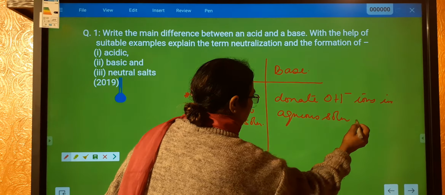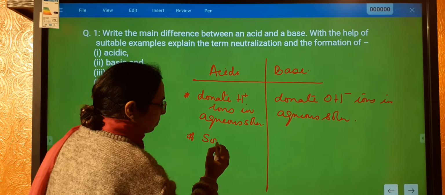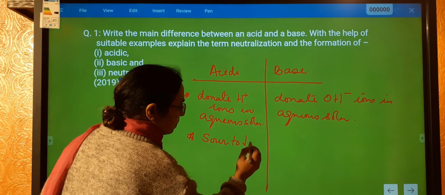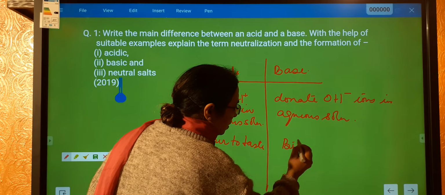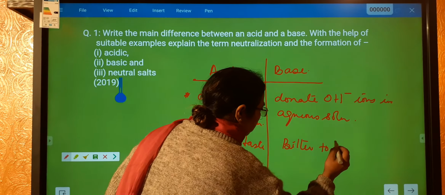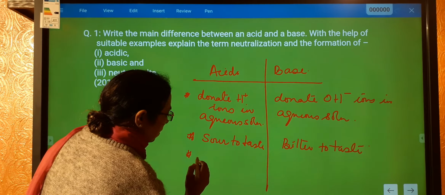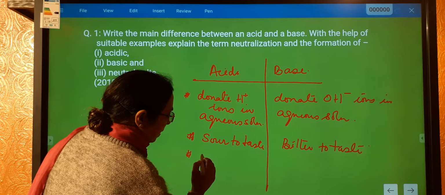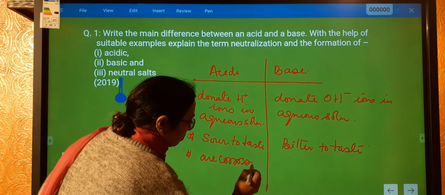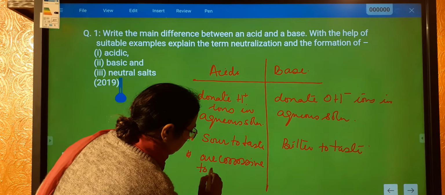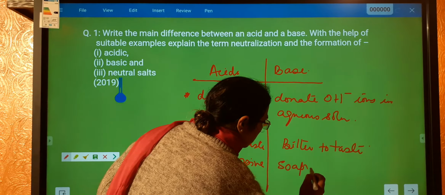Now what about the taste of acids and bases? Acids are sour to taste. Bases are bitter to taste. Now about the touch, acids are corrosive to touch, and bases are soapy to touch.